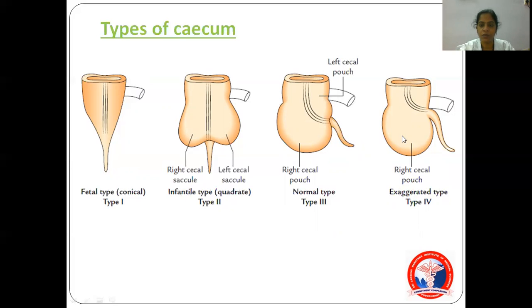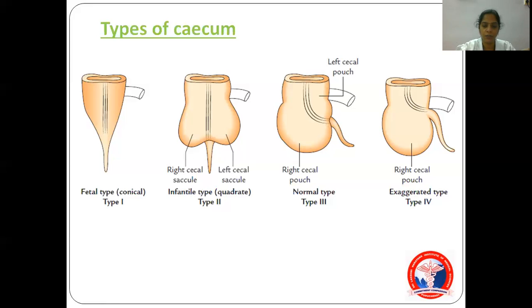The fourth type is the exaggerated type. In the exaggerated type, the right sacule will be enlarged more compared to the left sacule. So that is named the exaggerated type. So 4 types of cecum are there: the fetal type, the infantile type, the next one is the normal one, that is type 3, and the fourth one is the exaggerated type, that is type 4.